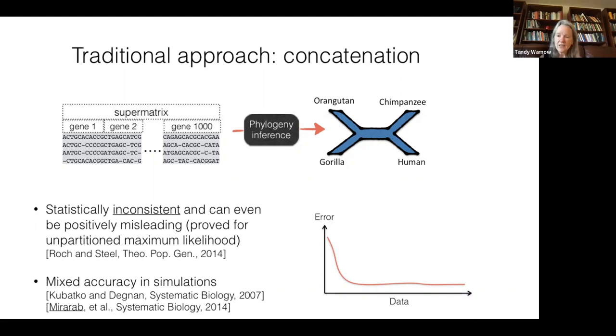So concatenation is not a statistically consistent method for species tree estimation under the multi-species coalescent. When you have incomplete lineage sorting, concatenation can make mistakes. In practice, it's more complicated, and I'll show some results, but in practice, you can imagine measuring the error on the y-axis, and for every sequence length, you can calculate the error. So imagine you're doing a simulation, and from very short sequences, so just like one gene, you can have high error. As you have more and more genes, error will decrease, but it may not go to zero. And that would be an example of something that can happen.